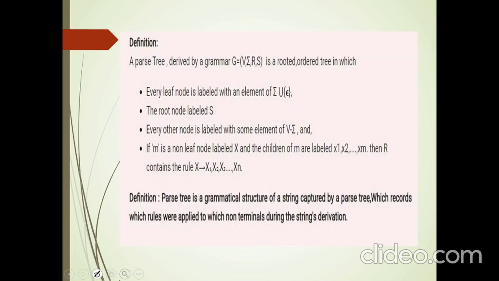Next, let's see the definition again. A parse tree derived by a grammar G equal to (V, Sigma, R, S), where V is the set of variables, Sigma is the alphabet, R is the set of rules, and S is the start symbol, is a rooted ordered tree in which every leaf node is labeled with an element of Sigma union epsilon. Every leaf node, finally you can check, will be labeled with an element of Sigma union epsilon.